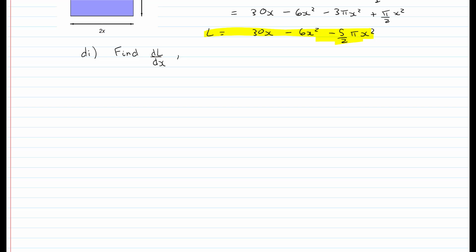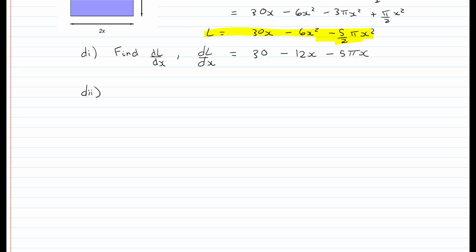For D part 1, we just need to find an expression for dL/dx, and we can just use the power rule for this one. So dL/dx then is going to equal 30, and then here we've got -6x squared, so power of x is 2, so -6 times 2, we get 12x, and then the same process for the last term, we get -5 pi x. Okay, so that's our expression for dL/dx.